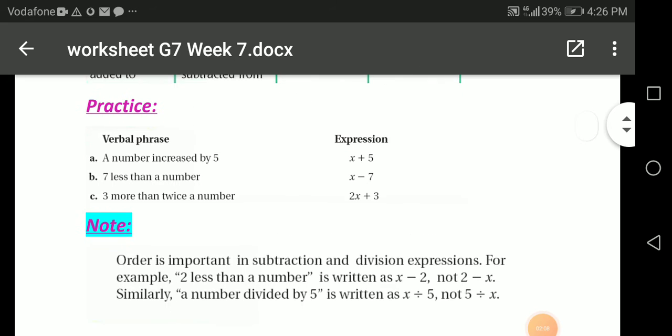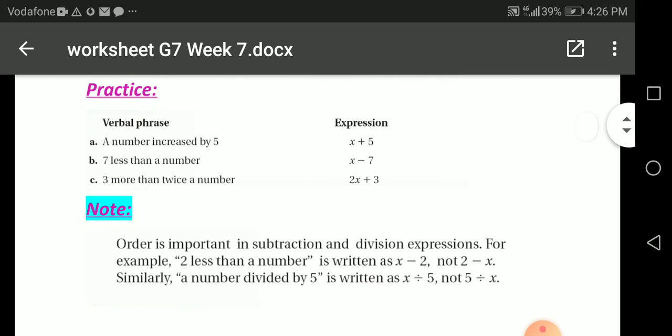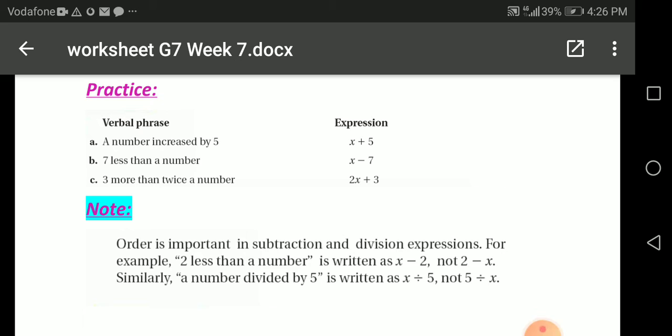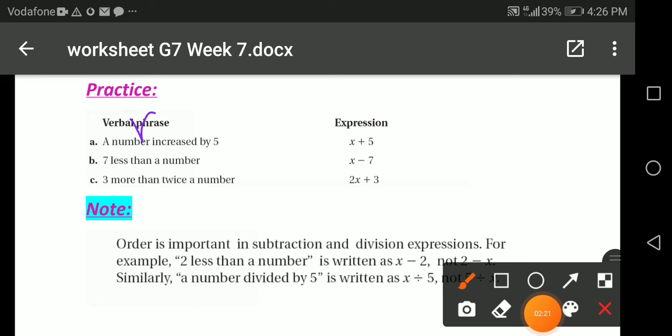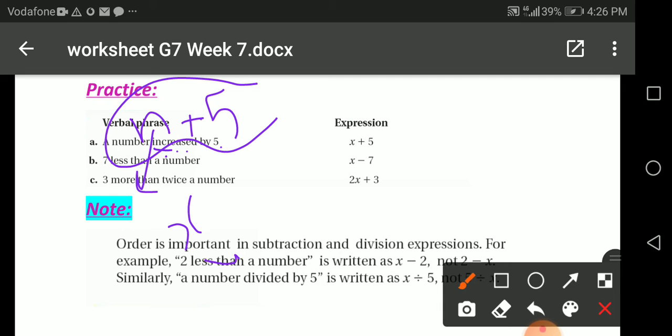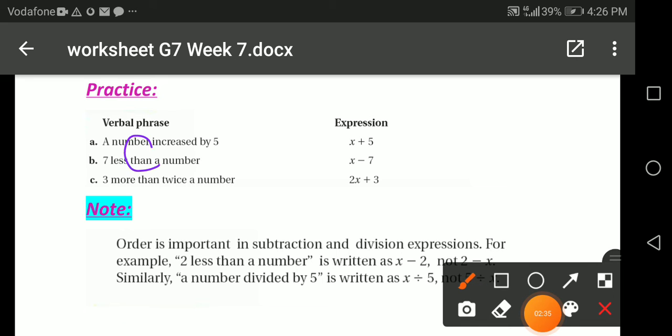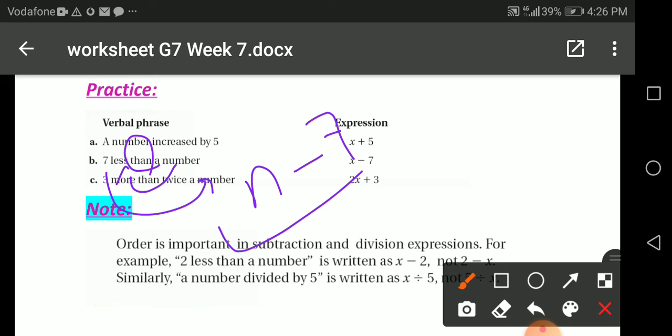So let's have some practice here. When I have verbal phrases and I want to convert them into expressions, remember well: a number increased by 5, focus here. Number, very easy, it's n. Increased means plus 5. So n plus 5. Can I change n with x, y, any letter? Yeah. 7 less than a number. Remember the word than. So I'm going to change places, right? So number and then minus 7, right?